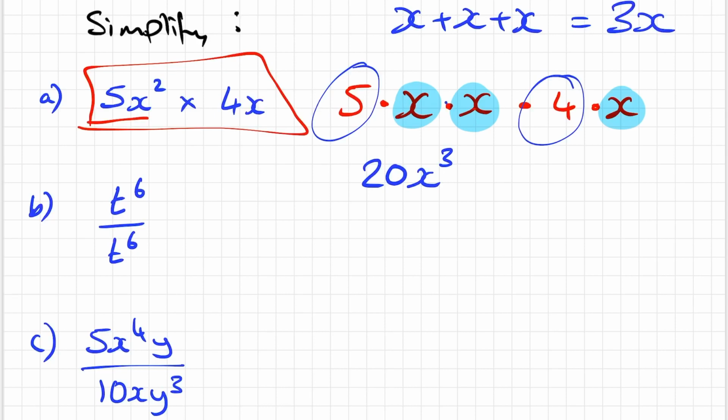Okay, but remember, we're multiplying here. This is multiplication, that's a multiplication. X times x times x, x to the power of 3. Let's look at the next one. And again, it's nice to write this in expanded form. So let's write in expanded form.